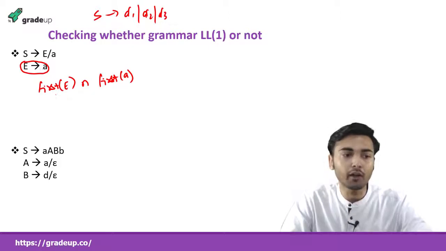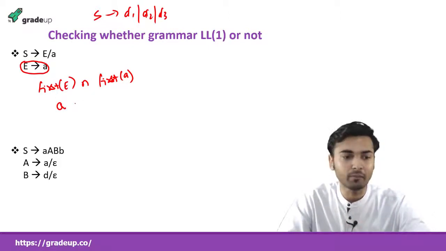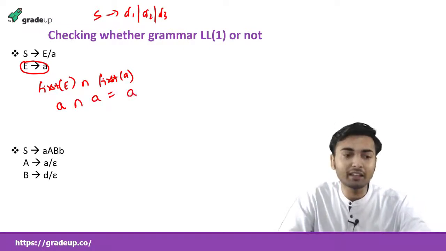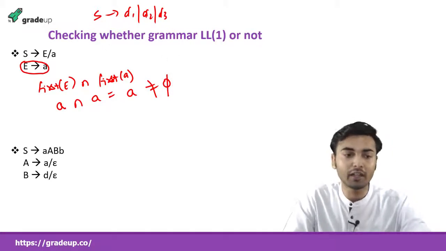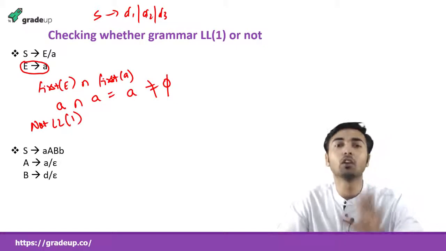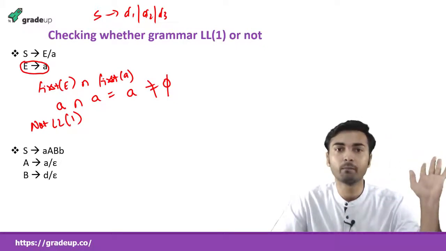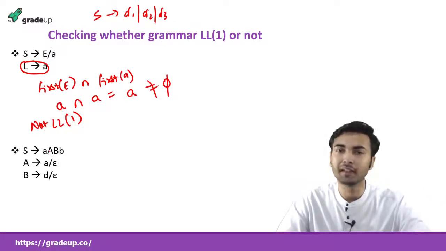So what is the first of E? First of E is A. Intersection first of A is A. A intersection A is A. It is not equal to phi. Hence, your given grammar is not LL1. Cleared how I did it? Any problem in this? Now come on to second grammar.